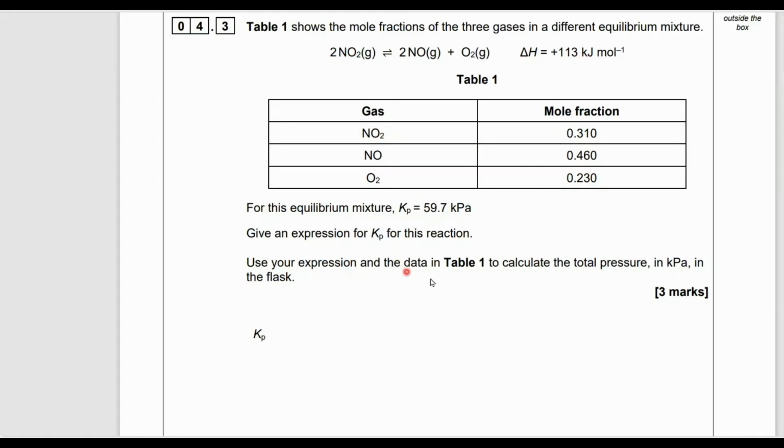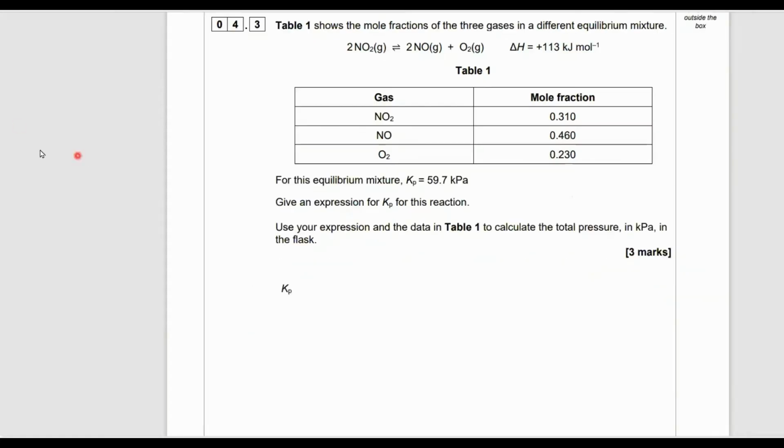So we've got a 3-mark question here, and the first thing up is to write an expression for Kp. Well, Kp, just like Kc or Ka or any other of these constants, is products divided by reactants. So what we need to do here is write the products, and that is nitrogen monoxide, NO, to the power of 2, outside the brackets. Remember, when you're using Kp and you're using gas pressures, we are doing round brackets.